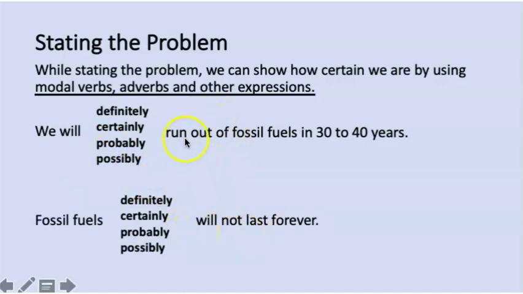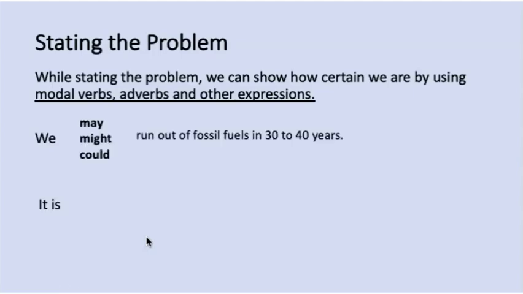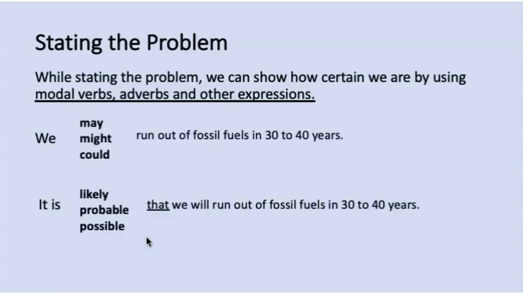Pay attention to their positions in a sentence. Let's compare them. In this sentence, we have the adverbs after will. It's an affirmative sentence. Here, we have the adverbs before will not. Because it's negative, their positions change. Now let's compare these sentences.